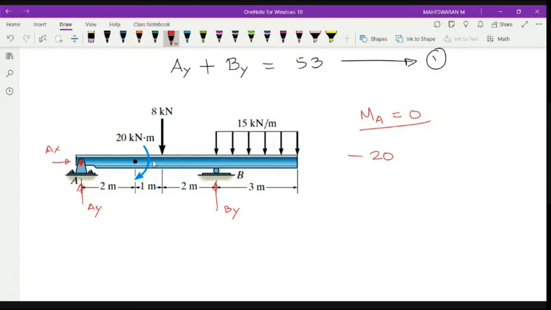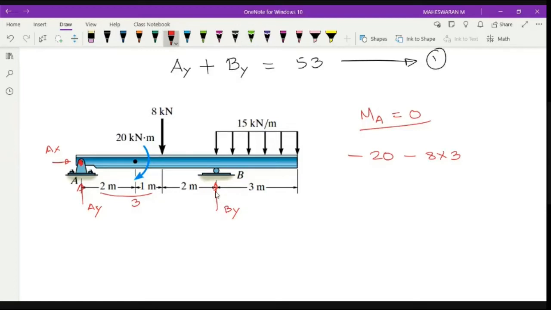Next, 8. From 8 to A, what is the distance? Totally you have 3, right? So force into perpendicular distance, 8 into 3. What is the rotation? Again, that is also clockwise. So which means minus 8 into 3, right?